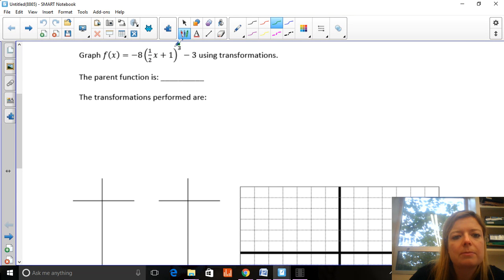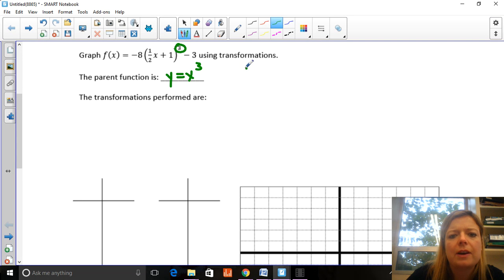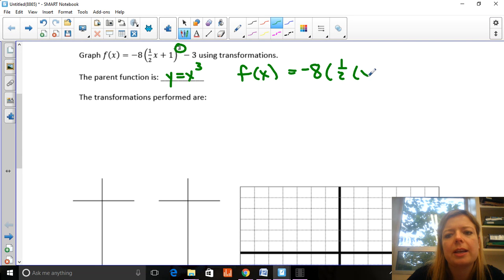So our parent function, because of this 3 here, is cubed. That's the other part that people forget: it's not enough to just put the zeros in, we should factor this out before we talk about the transformations. So your -8 bracket 1/2 bracket x plus 2, cubed, minus 3.